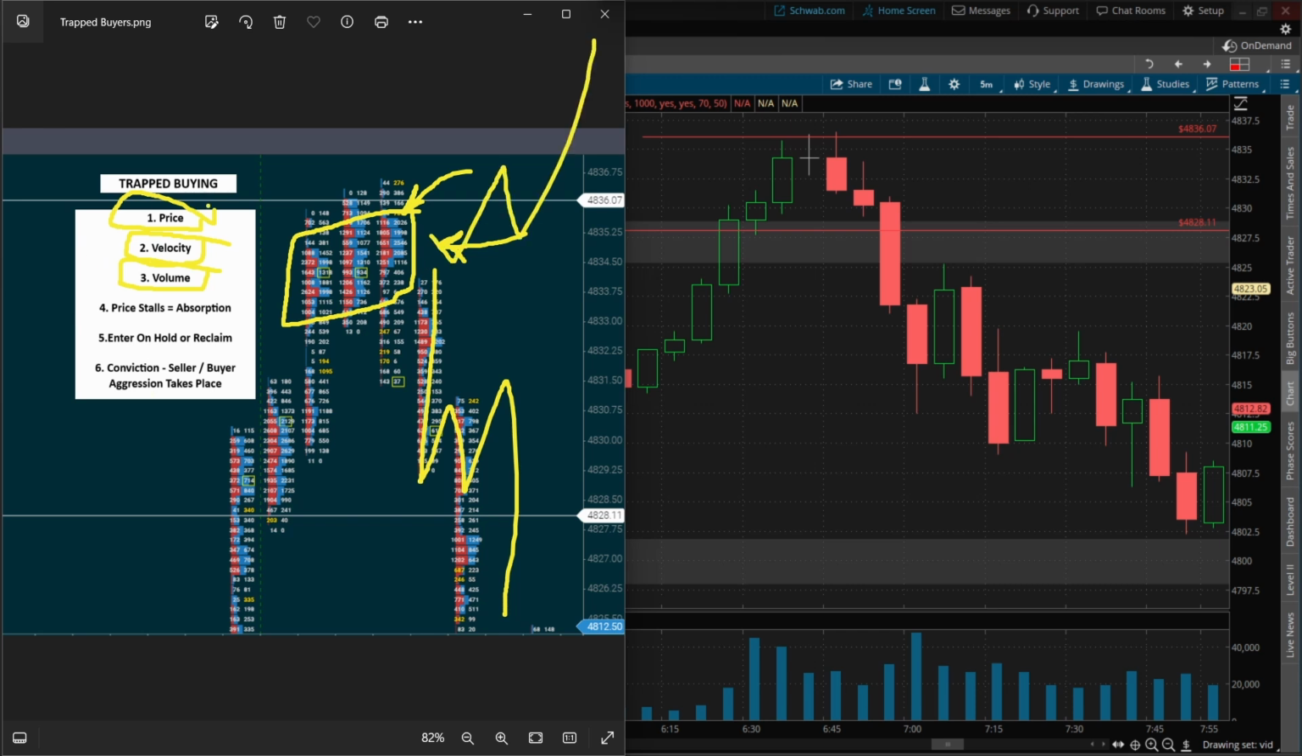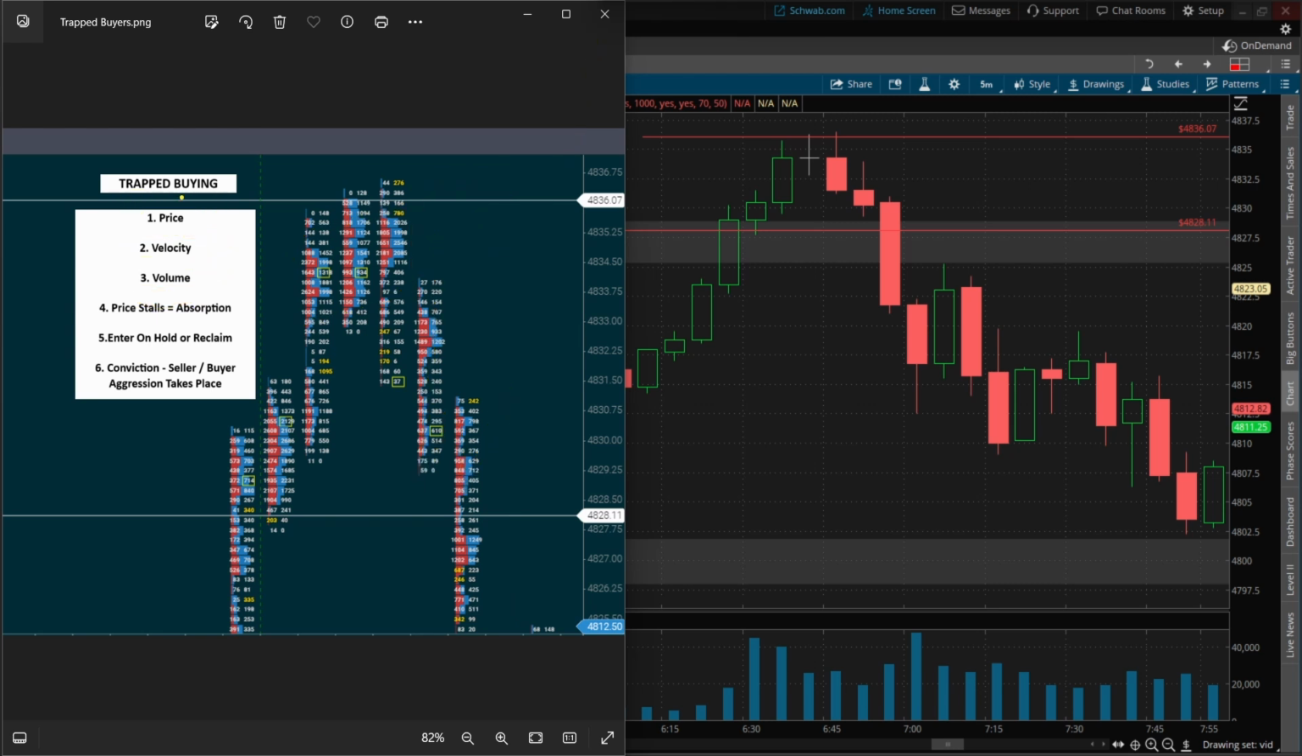Okay? So all these things are part of a formula and they all come together. So they're very critical. So make sure that you use these three metrics prior to identifying these trapped areas.